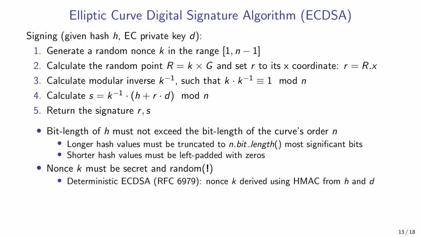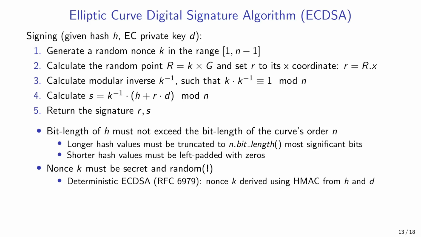A solution to avoid this risk is to use the deterministic ECDSA, where the nonce key is generated deterministically by deriving it using an HMAC from the hash and the private key values. The method is described in this RFC.